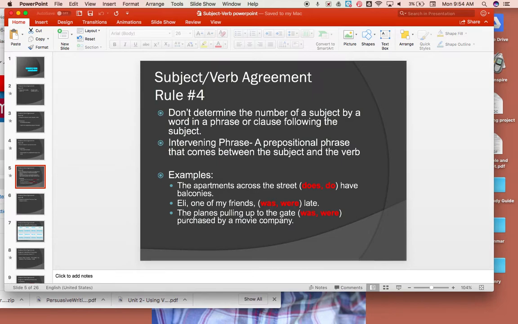Okay, my next example, the planes pulling up to the gate. Pulling up to the gate is describing the planes. That gate is not your subject. Planes, that's your subject. It's plural, so I'm going to choose a plural verb. Were is plural. It does not end with S.